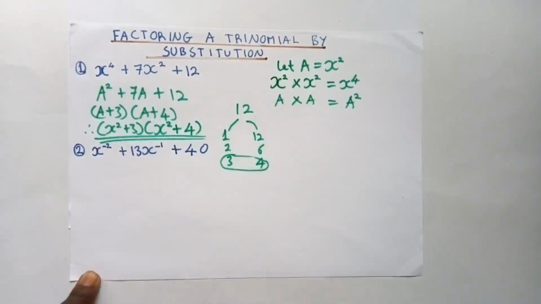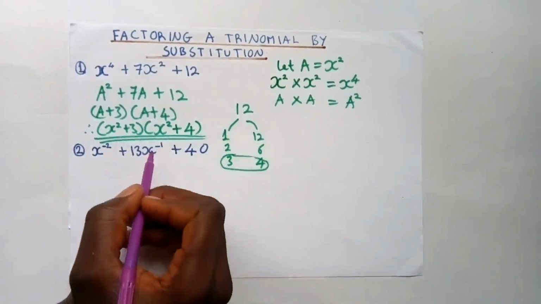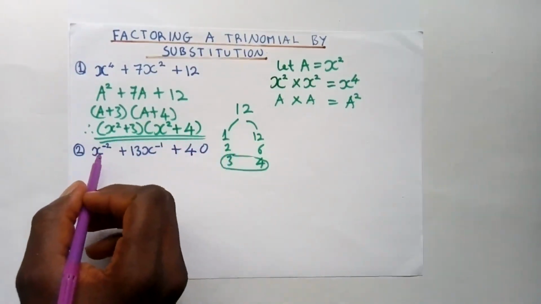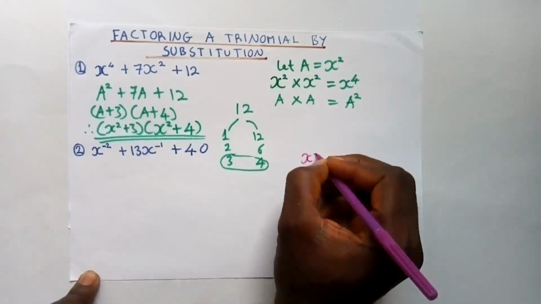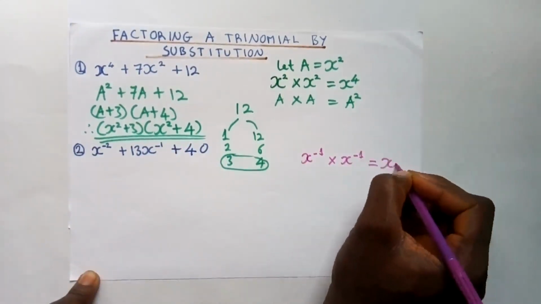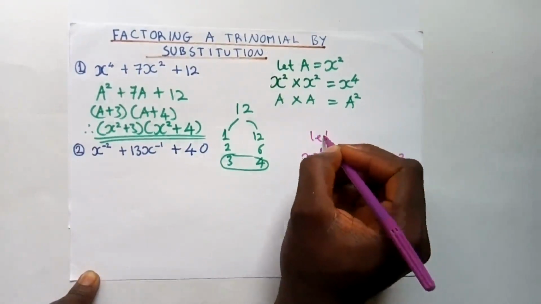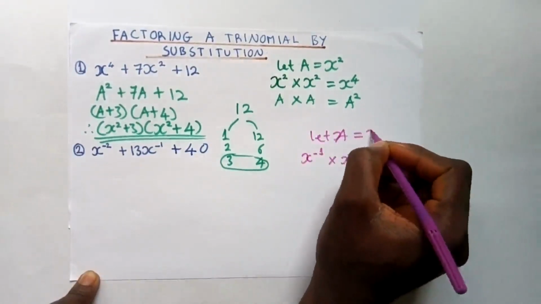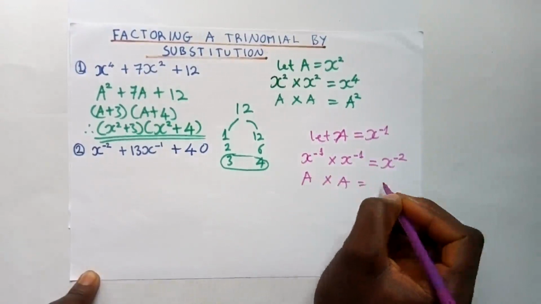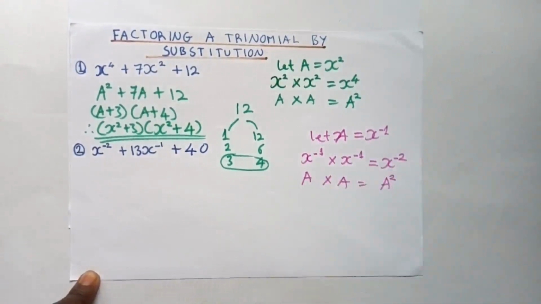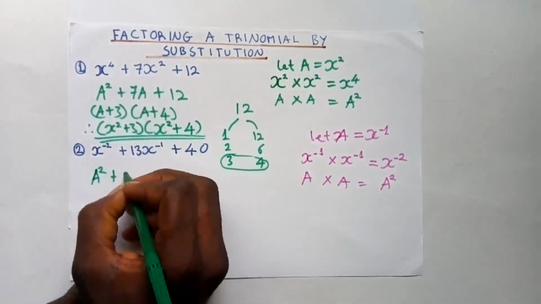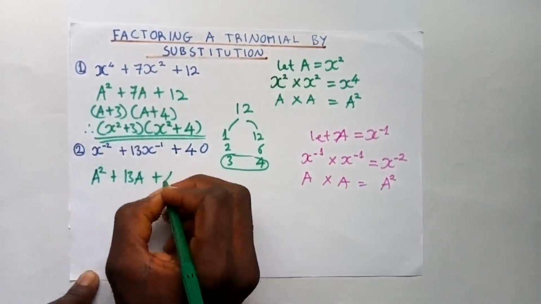Look at the second question here. Notice that s to the power of minus 1 multiplied by s to the power of minus 1 is equal to s to the power of minus 2. So let a equal s to the power of minus 1. A multiplied by a gives us a squared. So we can rewrite this equation as a squared plus 13a plus 40.